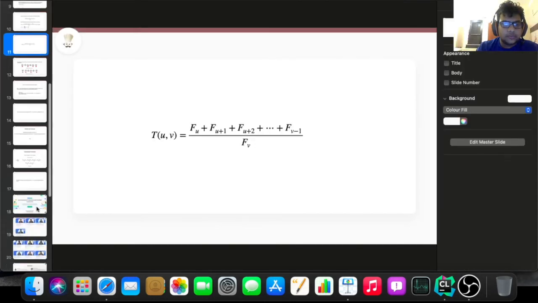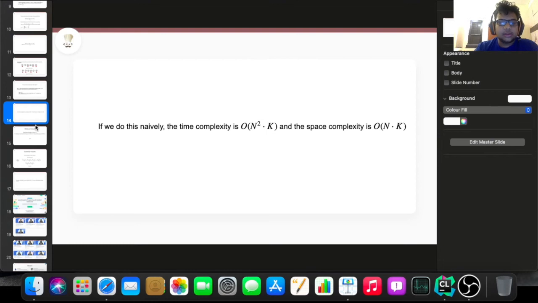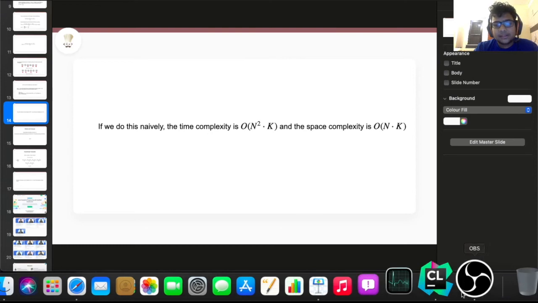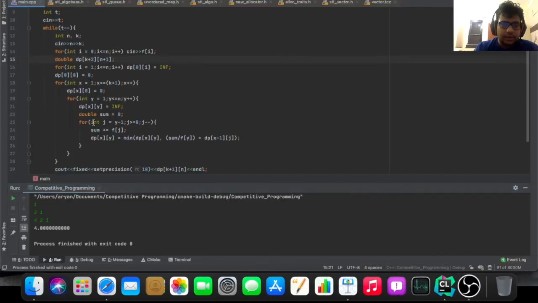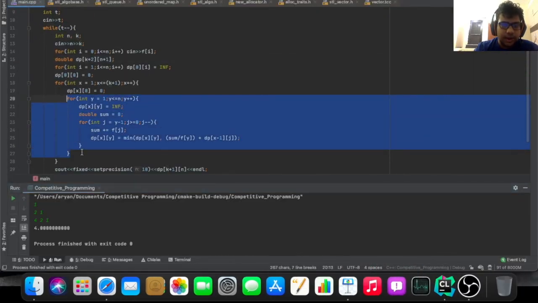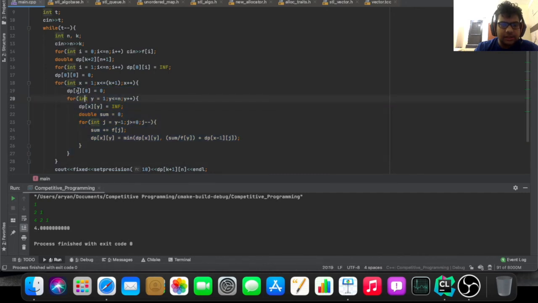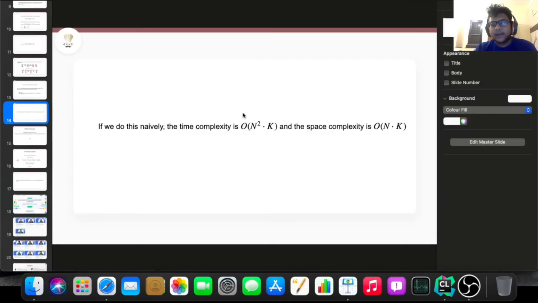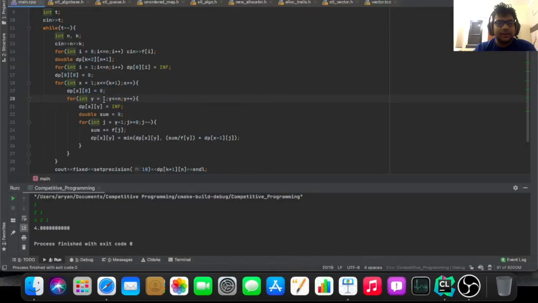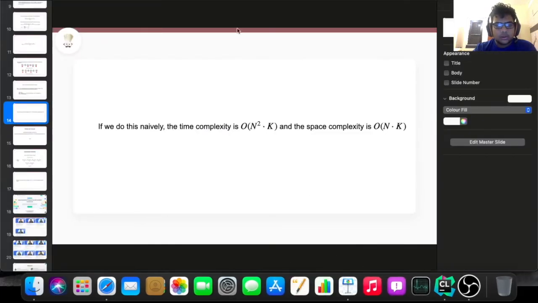Yeah, 4. Now let's look at the time complexity. If we do this naively, like I just showed you, then the time complexity is order of n squared times k, because these two are n each and then k. And the space complexity is nk because of this dp matrix. Now we need to optimize this, because n squared k is something like 10 to the power 11, and that's not feasible.